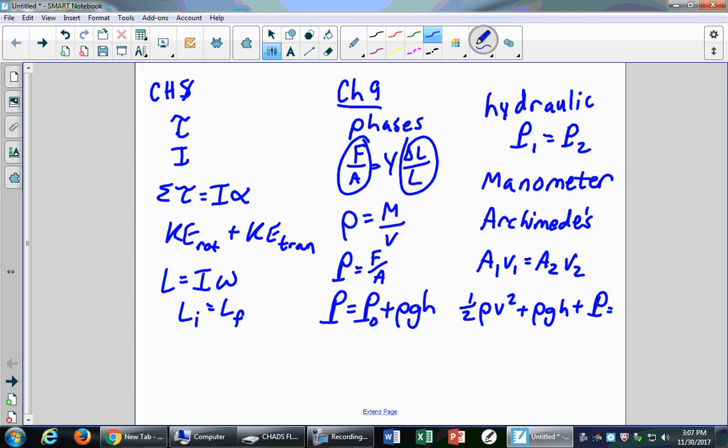Okay, and then thermal physics, Chapter 10. Just a few questions from Chapter 10, 4 maybe, I think, not that many. Temperature scales.